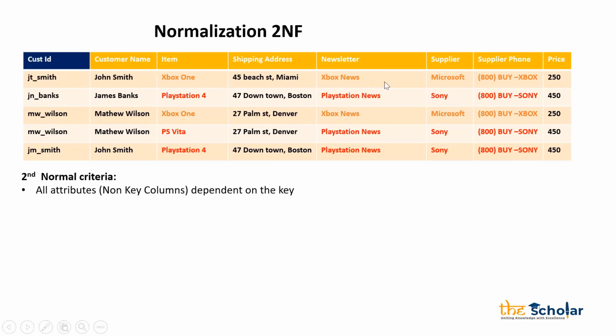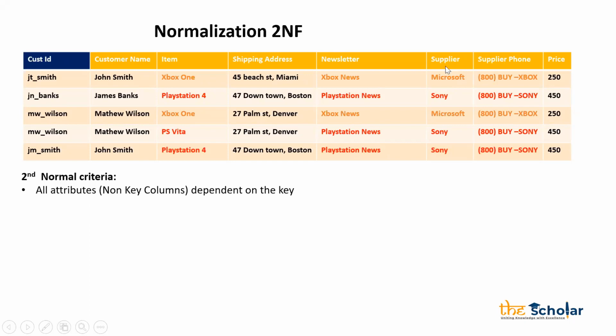For example, let's say Xbox One. Now, can I say that I can identify Xbox One by the supplier name as well? Because I know that Xbox One belongs to Microsoft. So apart from customer ID, I'm able to identify this Xbox One with a non-primary key as well. Now this supplier is a non-primary key.